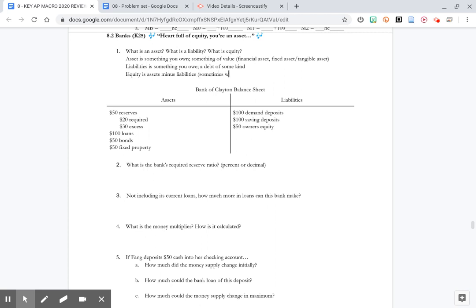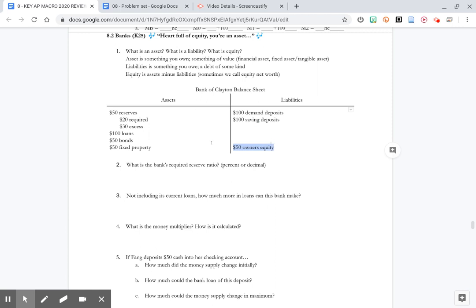Sometimes we call equity net worth if we're talking about, say, an individual or a household of some kind. Now we've got a balance sheet here that looks at the Bank of Clayton. We could do a balance sheet for a household. So my assets, for Daniel Glossinger, would be bank account money, and I own a car, and I have a house that's in my name. And then I have liabilities on the other side. I have a little bit of debt on one of my cars, and a little bit of debt on my house. But aside from that, we're left with my net worth. So at the end of the day, you have assets minus liabilities, and it gives you equity or net worth.